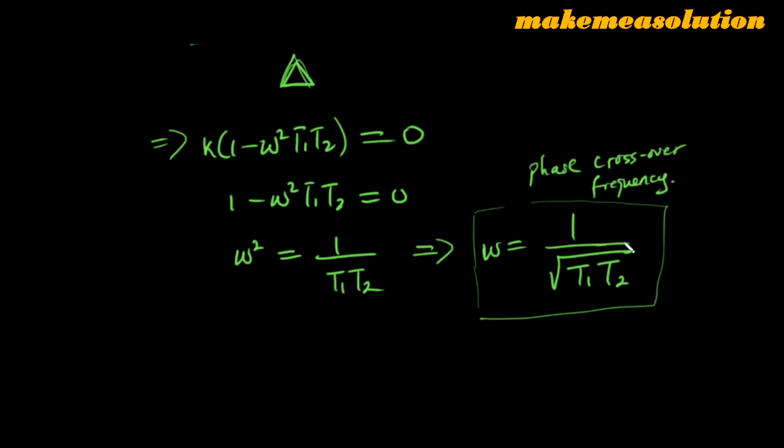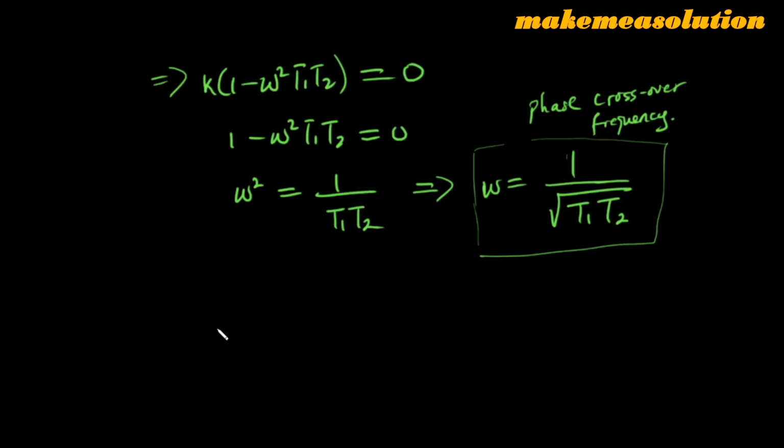Now, I don't know if we have learned about phase crossover frequency before, but I think we have in the first or the second video where we studied phase margin, gain margin, phase crossover frequency, and gain crossover frequency. Now, for a type 0 system, the phase crossover frequency omega cp is actually 1 divided by the square root of the product of the time constants. So you need to memorize this formula. Is that okay? So let's find the magnitude.